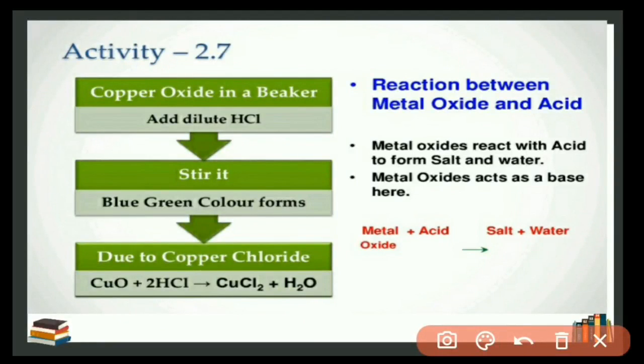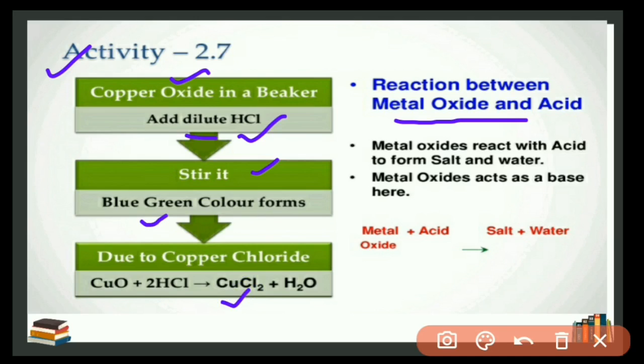Next, Activity 2.7. In this activity we observe the reaction between metal oxide and acid. In this activity, take a small amount of copper oxide in a beaker and add dilute hydrochloric acid, and stir properly. We observe that the solution becomes blue-green, and this color of the solution is due to the formation of copper chloride.